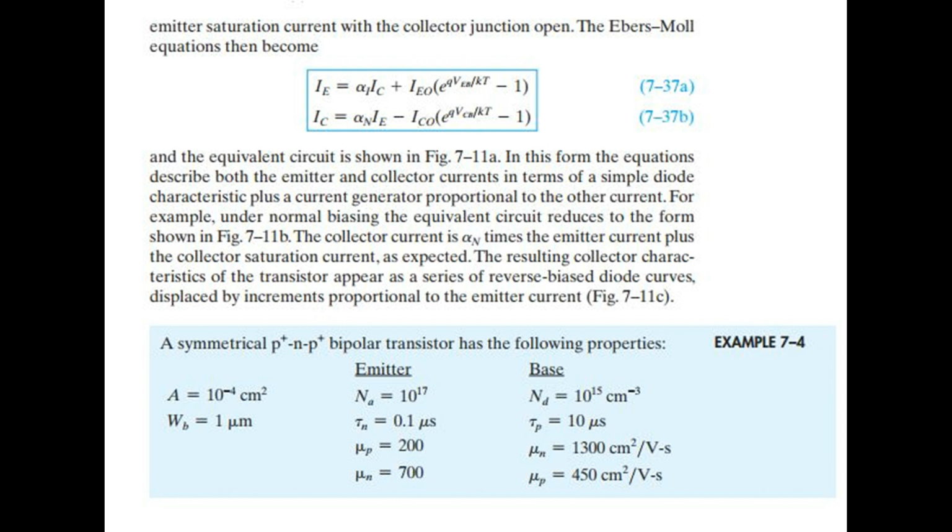Electron mobility in emitter: 700 square centimeters per volt-second. 10^15 charge carriers per cubic centimeter in base. Charge carrier lifetime in base: 10 microseconds. Electron mobility in base: 1300 square centimeters per volt-second. Hole mobility in base: 450 square centimeters per volt-second.